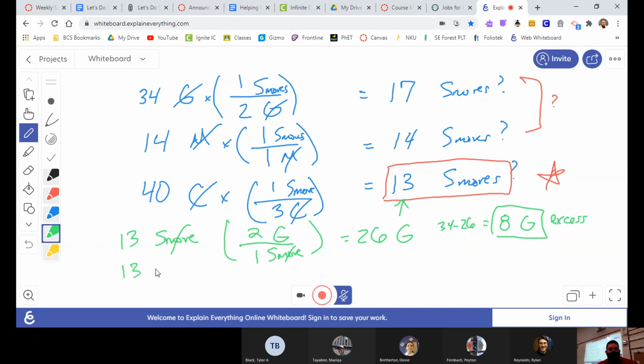All right, so again, if I have 13 s'mores, how many marshmallows? So it's a 1-to-1 marshmallow to s'more. I need 13 marshmallows. I started with 14. I have 1 excess marshmallow left.